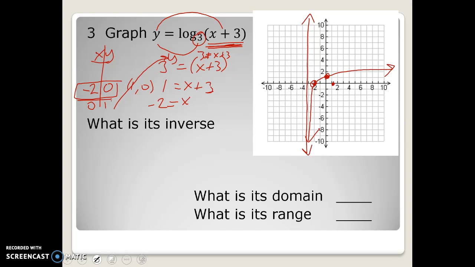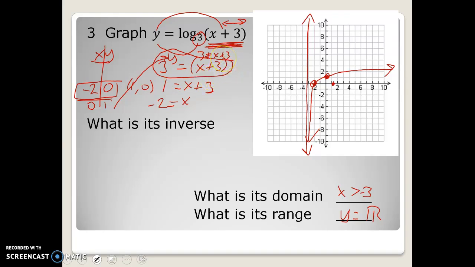So when I have a number in parentheses, like the x plus 3, it moves the graph left and right opposite of what you would think. The domain values are that the x values have to be greater than negative 3, because this is negative 3, and my range values are that the y values are all real numbers. What's the inverse of this function? Well, I'm going to take this function here.